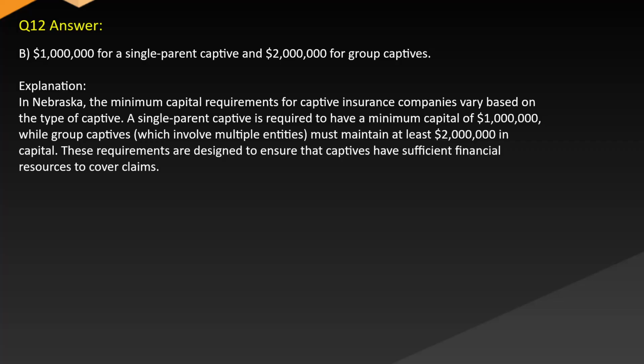Explanation: in Nebraska, the minimum capital requirements for captive insurance companies vary based on the type of captive. A single parent captive is required to have a minimum capital of $1 million, while group captives, which involve multiple entities, must maintain at least $2 million in capital. These requirements are designed to ensure that captives have sufficient financial resources to cover claims.